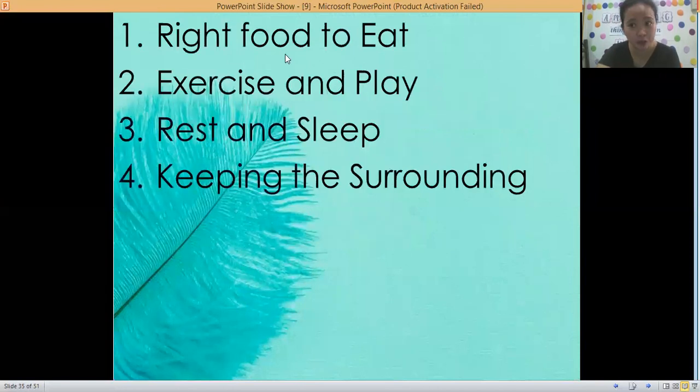Next, our body needs these for growth and health. Remember the right food to eat. You need to exercise also, and playing is one form of exercise for kids. You need enough rest and sleep, okay? And keeping your surroundings clean.